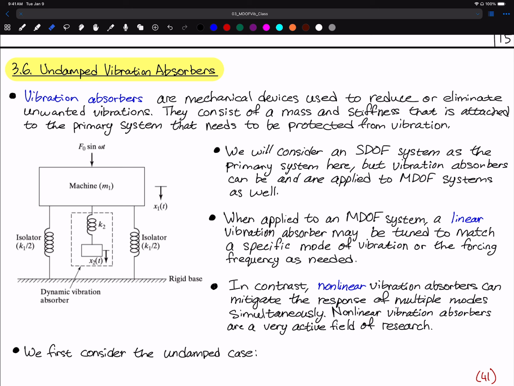And I would say that the area of nonlinear vibration absorbers is a very active field of research, and a good portion of my research has focused on nonlinear vibration absorbers, more recently focusing on using impacts to mitigate motion in multiple directions simultaneously in the next generation commercial aircraft.